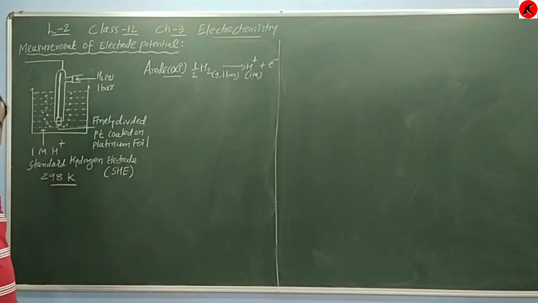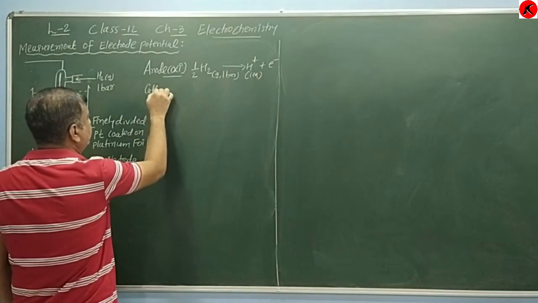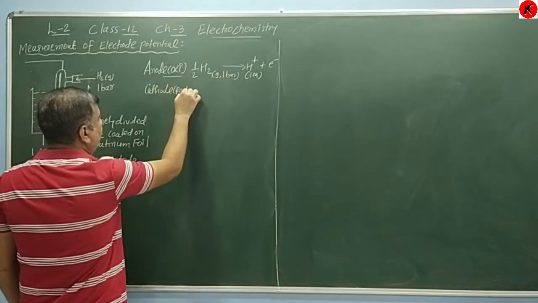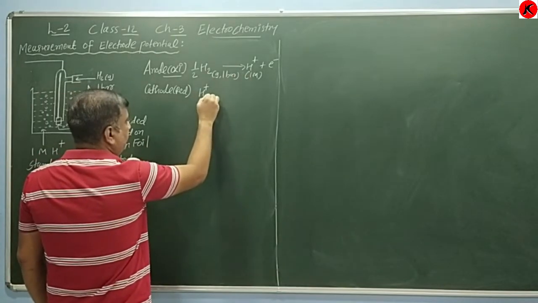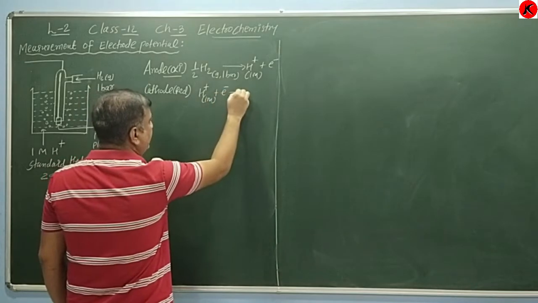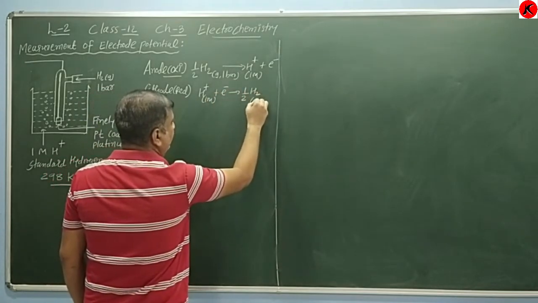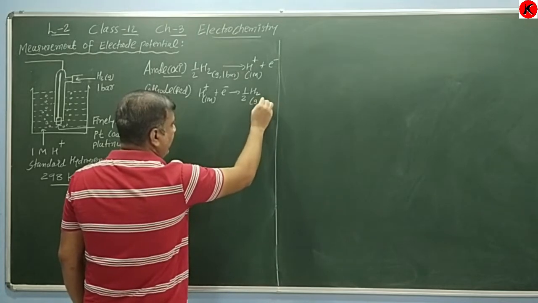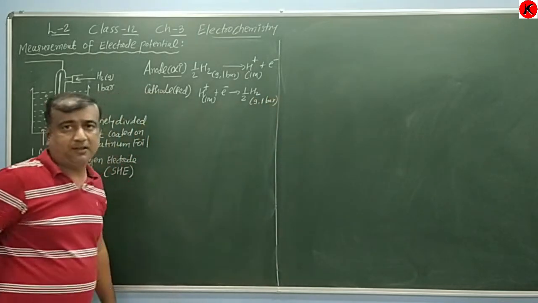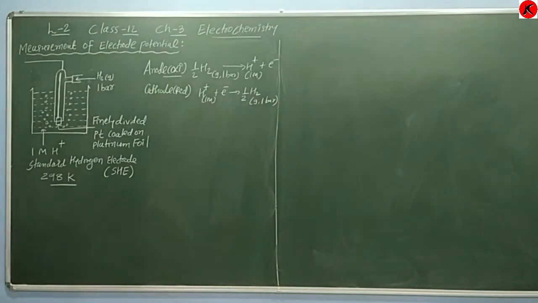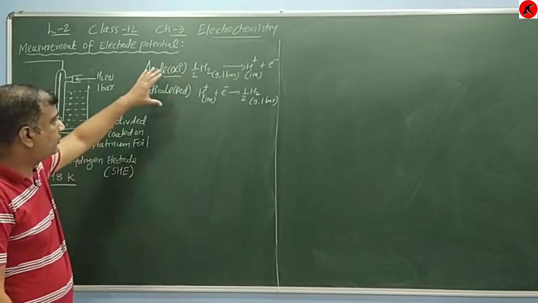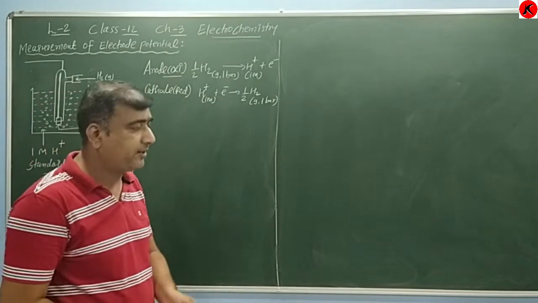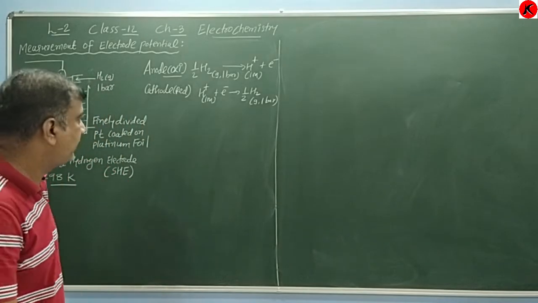Suppose this half cell acts as a cathode. That means a reduction reaction takes place. H plus at a concentration of 1 molar is reduced to 1 by 2 H2, with gas pressure of 1 bar. We have to maintain the pressure at 1 bar and the concentration at 1 molar. That means this half cell has the tendency to release electrons, or otherwise receive electrons. Each half cell has both tendencies, to release electrons and to receive electrons.